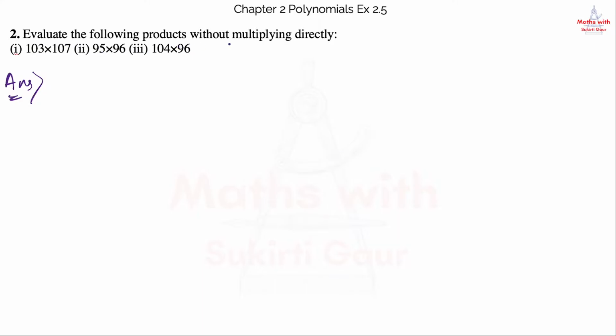Evaluate the following products without multiplying directly. Now you can see numbers and you have to multiply them. So usually we multiply like this. Yes, we have learned this multiplication, but this time in this question you have been asked to give the product without actually multiplying the numbers. How can we do that? We are going to use suitable identities.